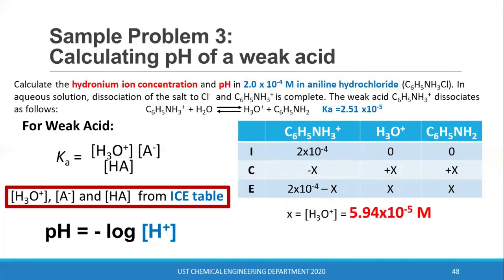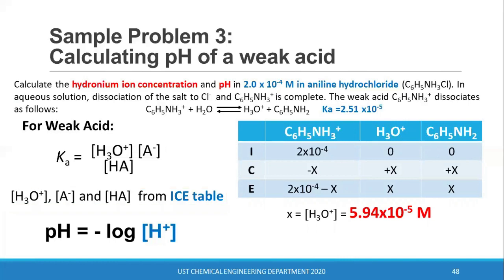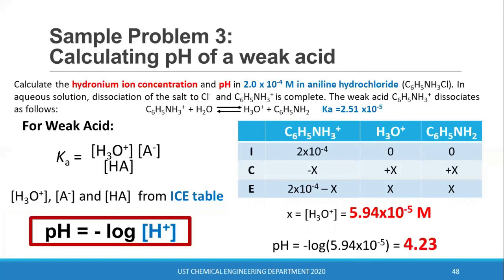Solving for x will give us the value 5.94 times 10 to the negative 5 molar. Based on the ICE table, this is also the hydrogen ion concentration. Substituting this into the formula for pH will give us a pH value equal to 4.23. Now, we have completely solved sample problem number 3.